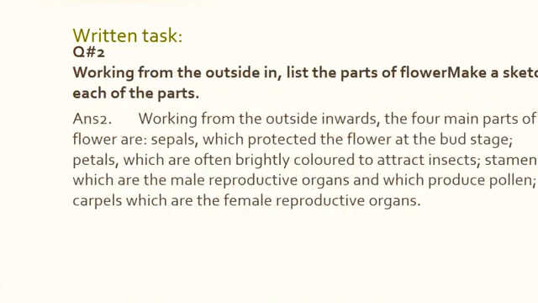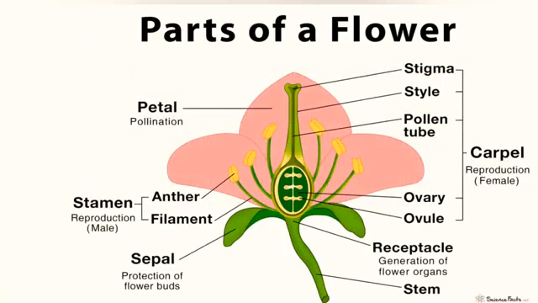Second question is, working from the outside in, list the parts of the flower, make a sketch of each of the parts. Working from the outside inwards, the four main parts of a flower are sepals, which protected the flower at the bud stage, petals, which are often brightly colored to attract insects, stamens, which are the male reproductive part and which produce pollen, carpels, which are the female reproductive organs. Parts of a flower, you have to draw this diagram, and if you draw this diagram, that will definitely help you understand as well.